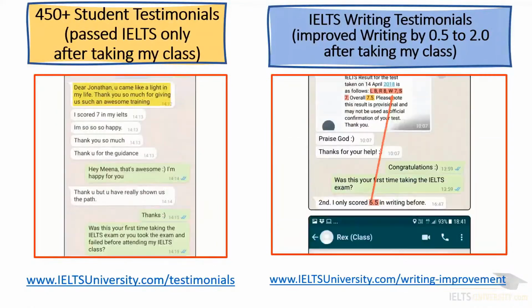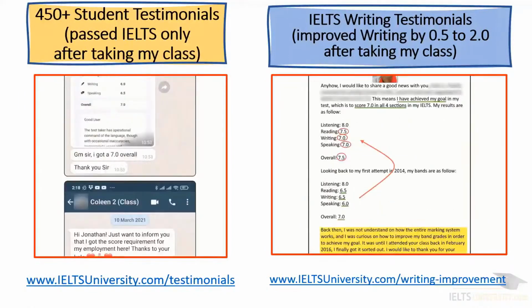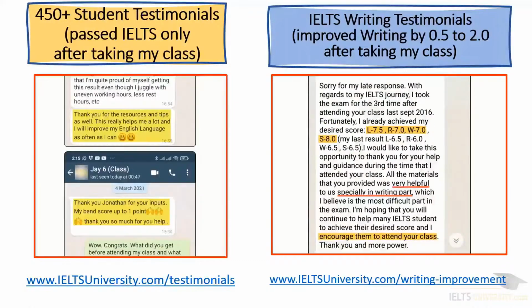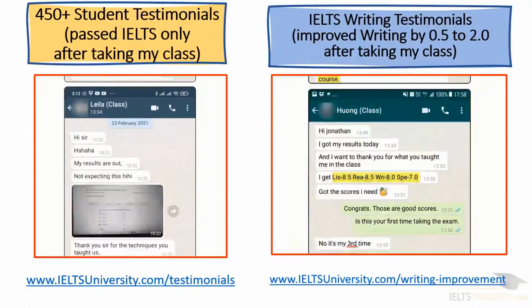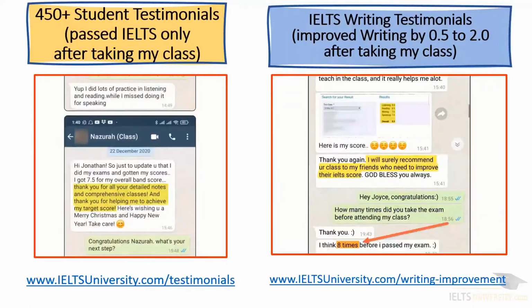Now, if you ask me why have I been so successful in helping students pass their IELTS exam and pass their writing, especially because writing is always one of the most difficult components, and the component for many students that prevents them from passing the IELTS exam.